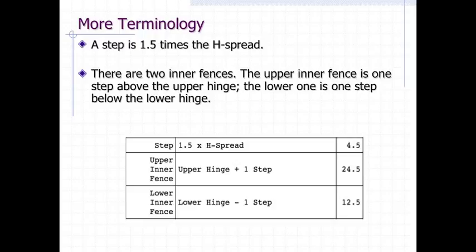Recall that the upper hinge is 20. Therefore, the upper inner fence is 20 plus 4.5, which is 24.5. The lower hinge is 17. Therefore, the lower inner fence is 17 minus 4.5, which is 12.5.